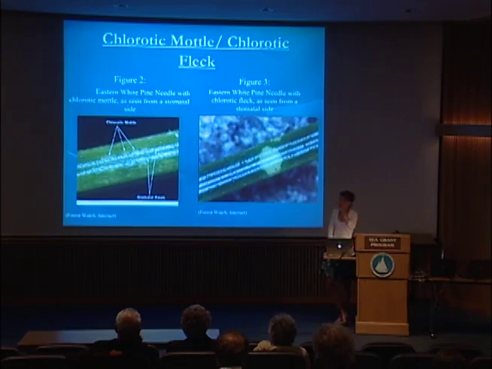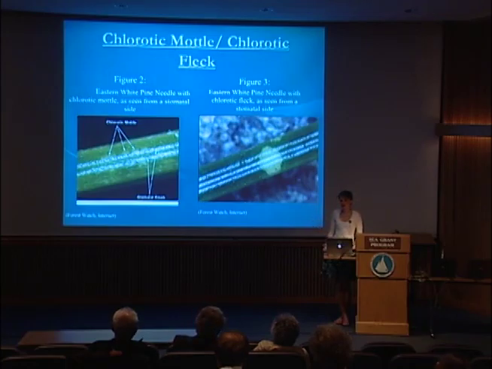When ozone enters into the stomata of the white pine needle, it kills the mesophyll tissue, which is where the chlorophyll is, where photosynthesis takes place. And so you can see in the figure on the left, it causes a phenomenon called chlorotic mottle, and that's where the mesophyll tissue is being killed. It produces this yellow spotting that tends to blend in with the greenness of the needle around the stomata.